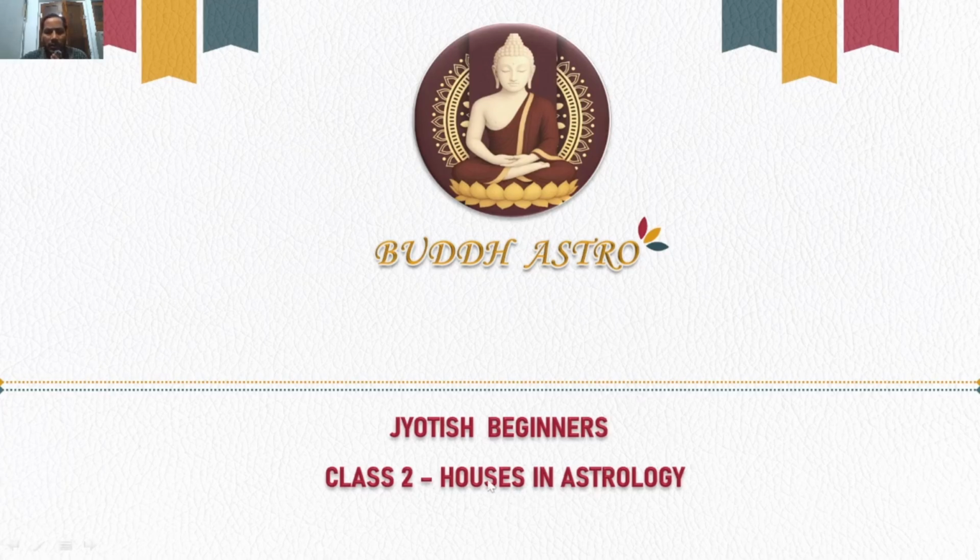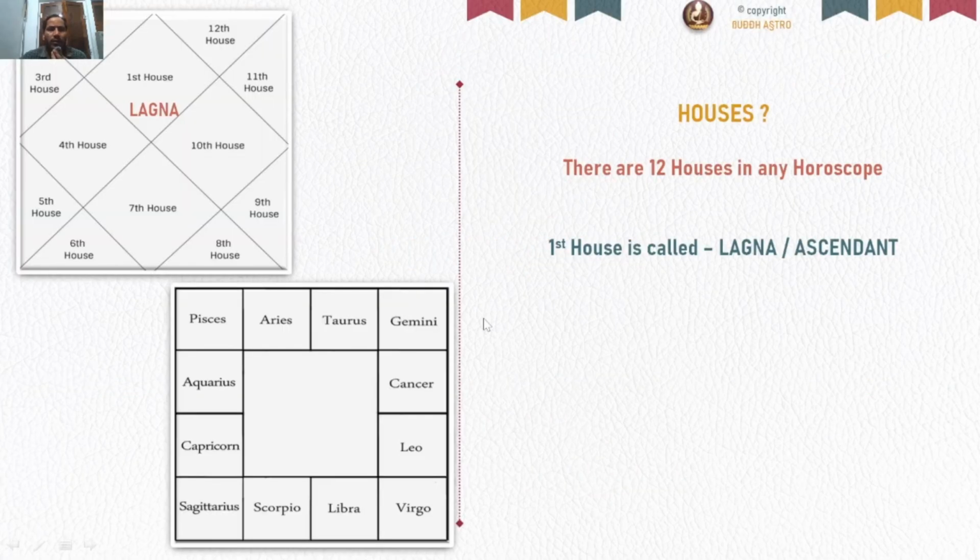Today we will discuss houses in astrology. There are three pillars in any horoscope. The first pillar is the houses. The second pillar is the signs, zodiac signs or Rashi. The third pillar is the planets or grahas. So today we will talk about the first pillar, the house, which is the basic requirement to learn any horoscope.